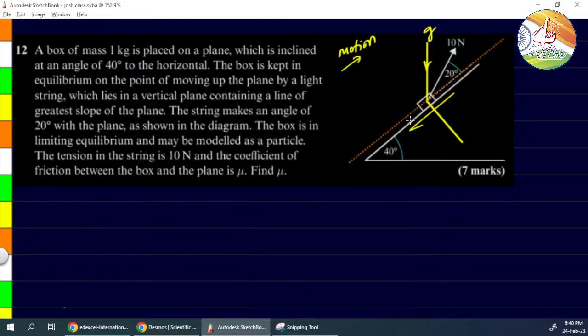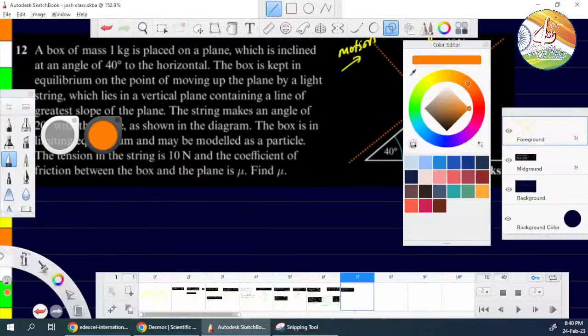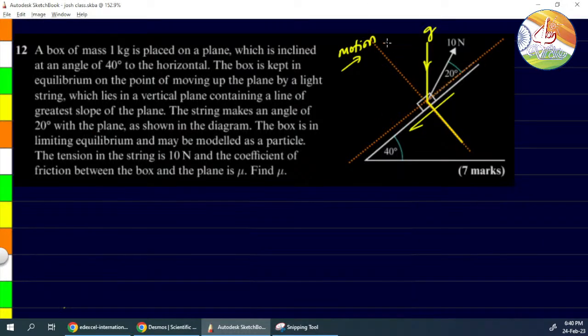So this is our x direction. This is our y direction, right? So sigma y. This angle is 40 degrees. So that angle is 40 degrees. Then take all the vertical components.